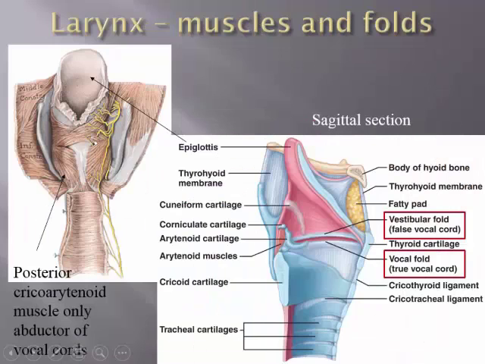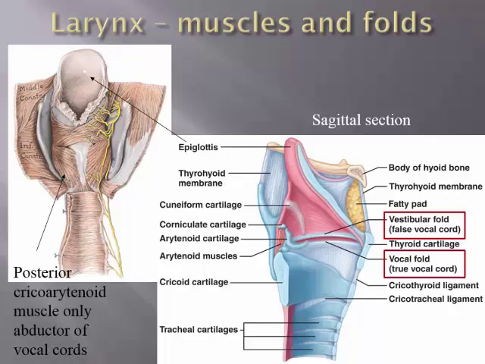So here are the muscles of the larynx. As I said earlier, imagine that you remove the mucous membrane, so you can see these various muscles. There are a lot of muscles. The one muscle I do want you to pay attention to is one up here, called the posterior cricoarytenoid muscle. It's important because it's the only muscle which abducts the vocal cords.